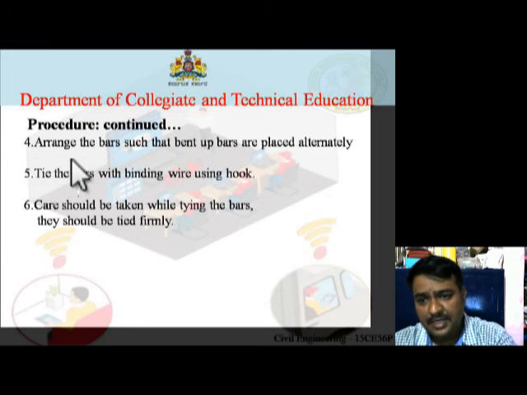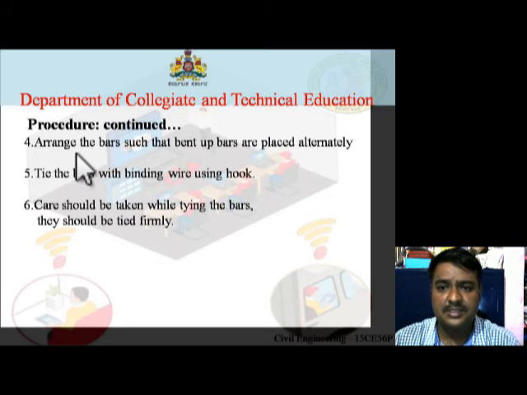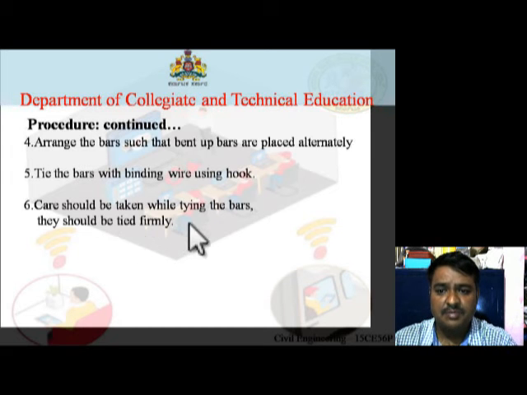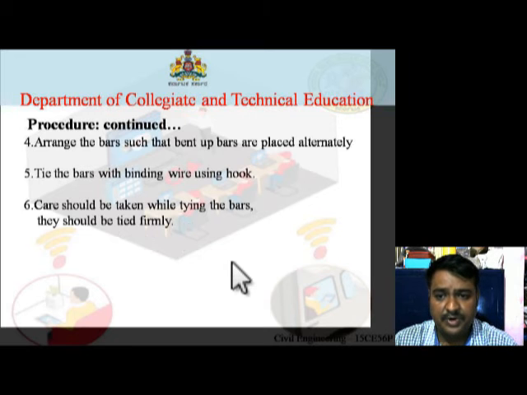And next point, arrange the bars in such a way that the bent up bars are placed alternatively. Tie the bars with the binding wire using the hook. So this is also very important. Without tying, the bars will not be fixed. So tie the bars with the help of binding wire.